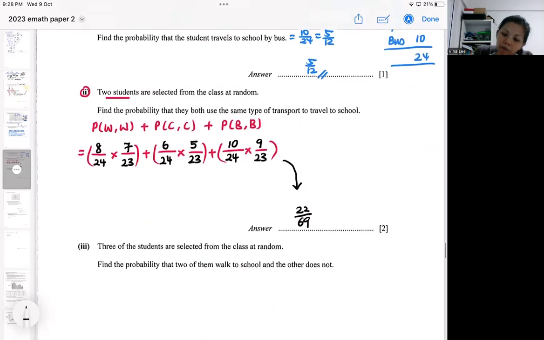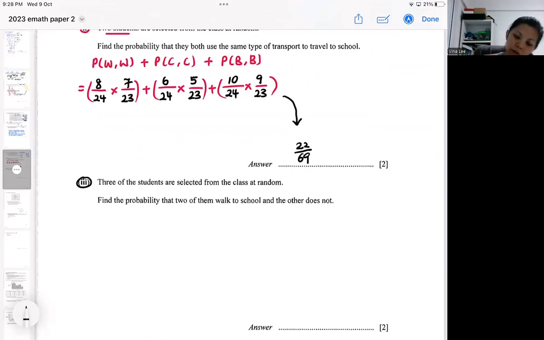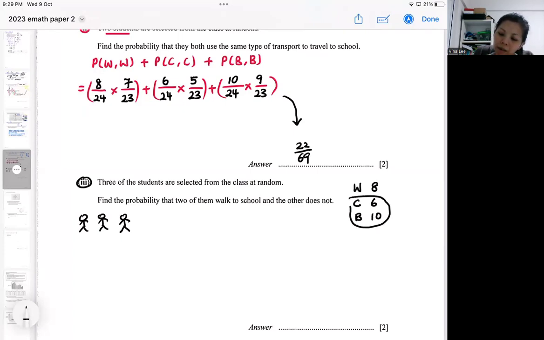Okay, the next level of difficulty will be 3 students. You are going to be choosing 3 students, and of these 3 students, 2 of them walk and the other doesn't walk. So I'm going to regroup the students. 8 of them walk, 6 cycle, 10 take the bus. Those who go by cycling and bus are classified under those that do not walk.